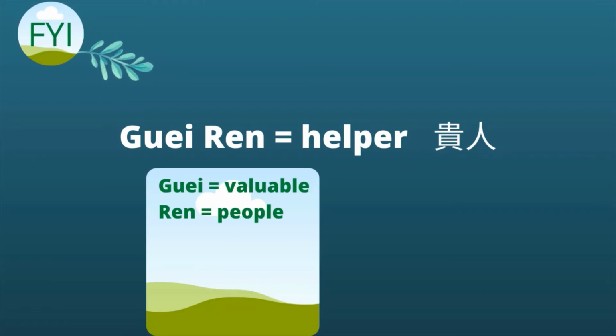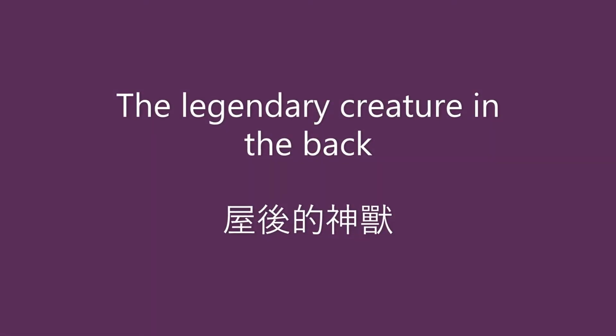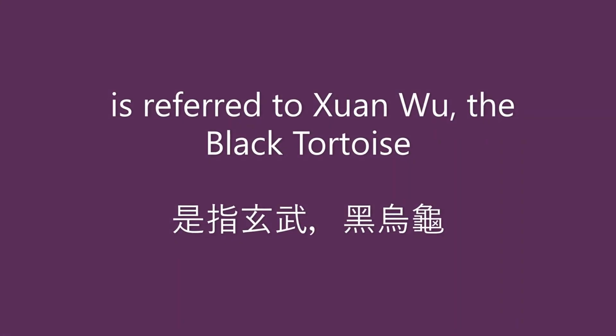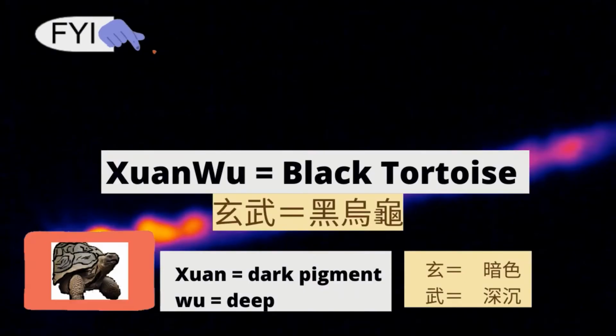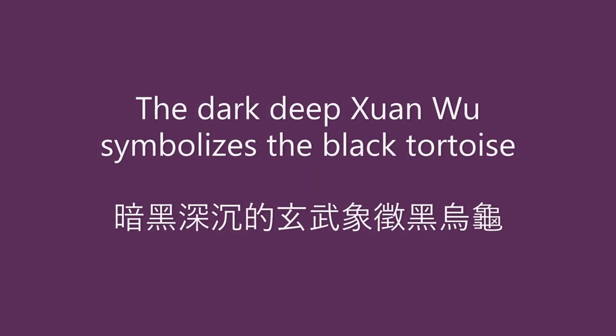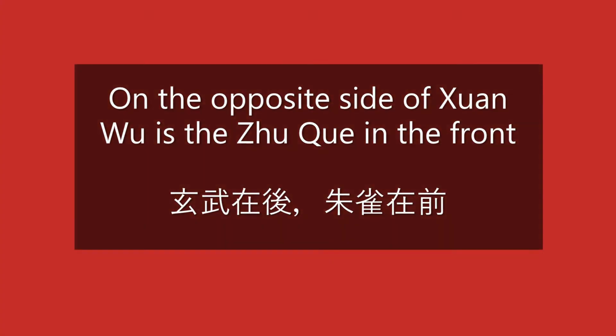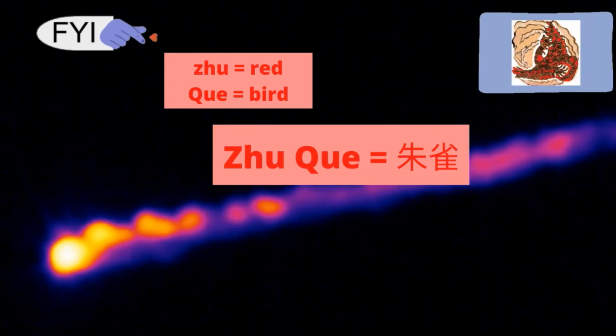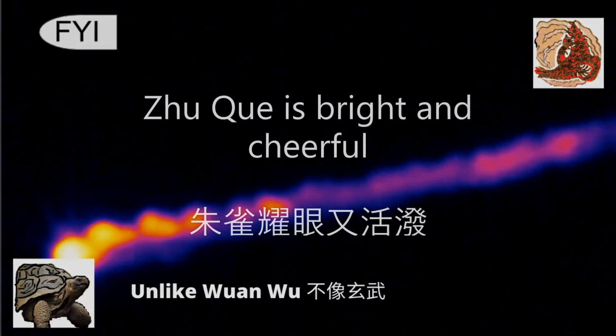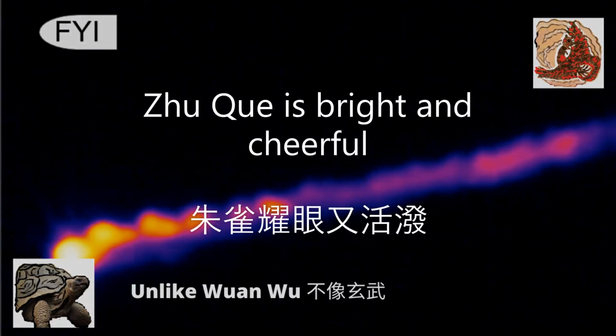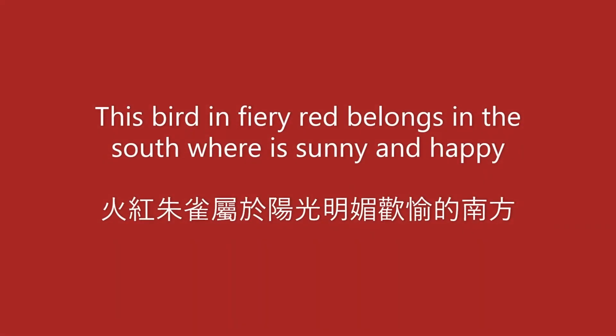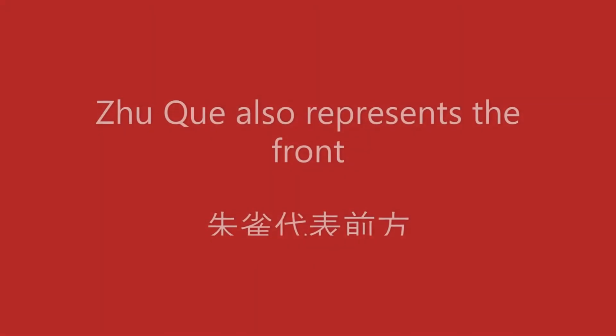The legendary creature in the back is referred to as 玄武, the black tortoise. 玄 is dark pigment and wu is deep. Therefore, the dark, deep 玄武 symbolizes the black tortoise. On the opposite side of 玄武 is the 朱雀 in the front. 朱 is red, 雀 is bird. Unlike the dark, deep 玄武, 朱雀 is bright and cheerful. This bird in fiery red belongs in the south where it's sunny and happy. 朱雀 also represents the front.